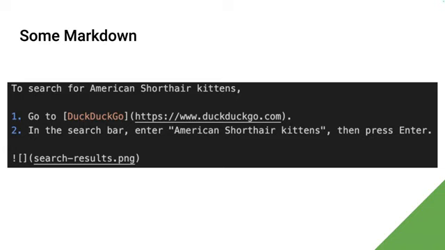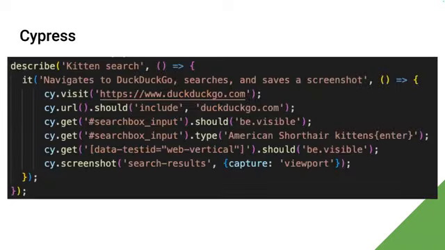This is how you might do it in Cypress. And this is great if you're used to JavaScript. You see, we've got an assertion. It navigates to DuckDuckGo, searches, and saves a screenshot. And then we've got a whole bunch of actions. And if those all complete, then the test validated that the procedure works as written. Wonderful. But you have to be confident in JavaScript to be able to write this in the first place.